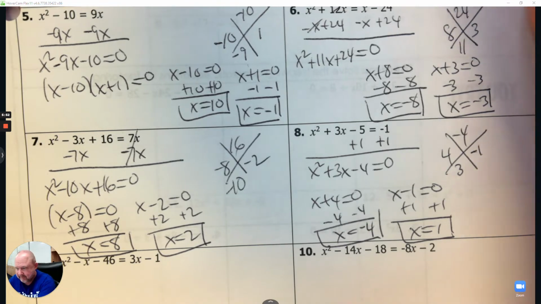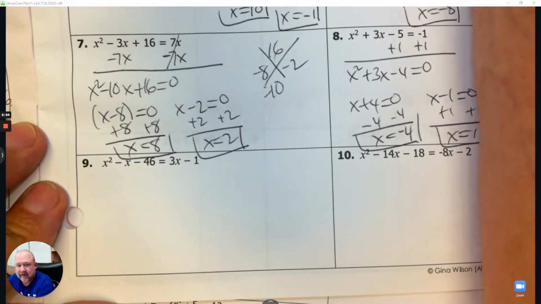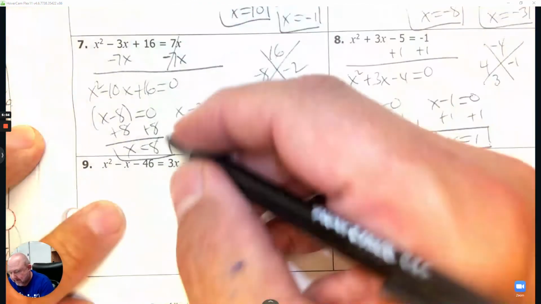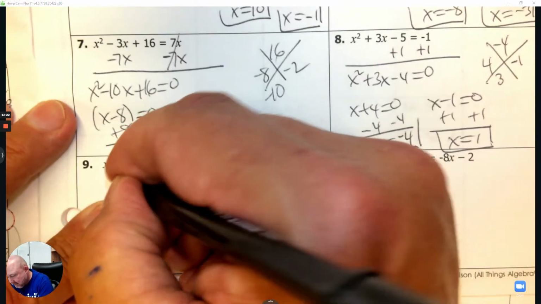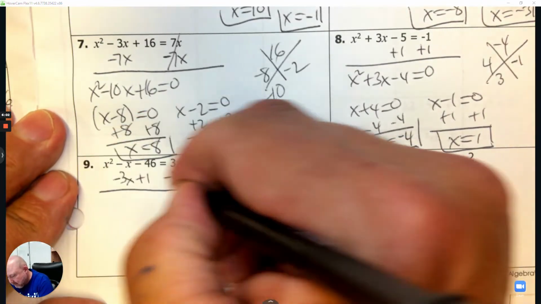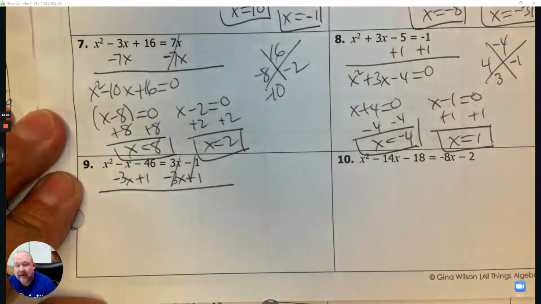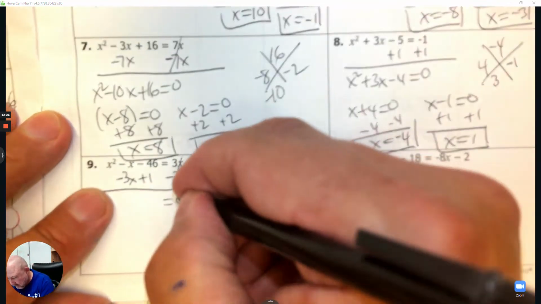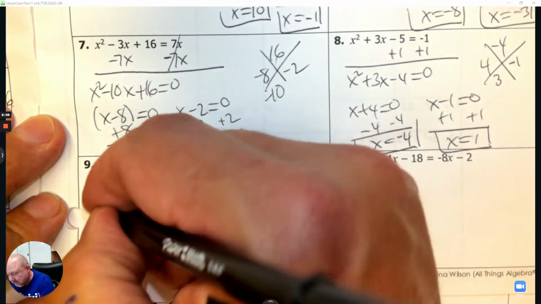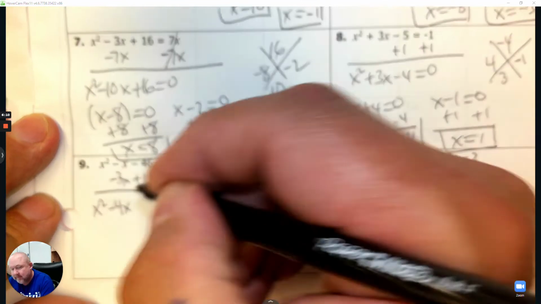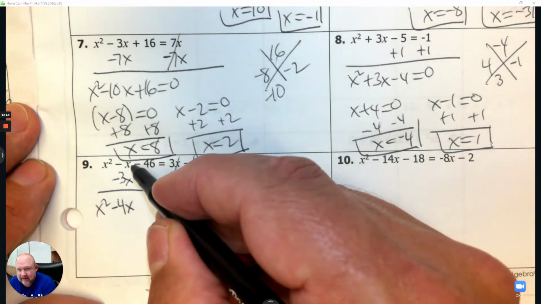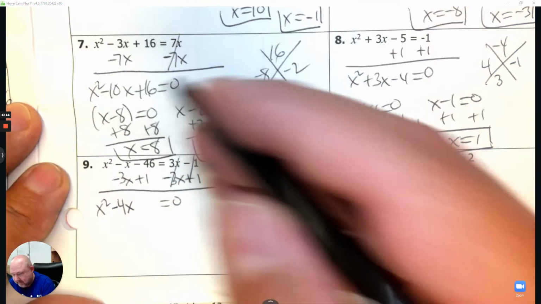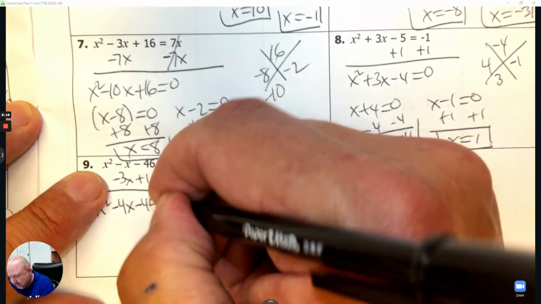All right, 2 left. So step 1 is to make them equal to 0. So I'm going to subtract 3x and add 1. Subtract 3x and add 1. So I do the inverse of what I see so that it can be equal to 0. Next, combine like terms, negative 1 and negative 3. Together, that's negative 4x. Negative 46 plus 1 is negative 45.